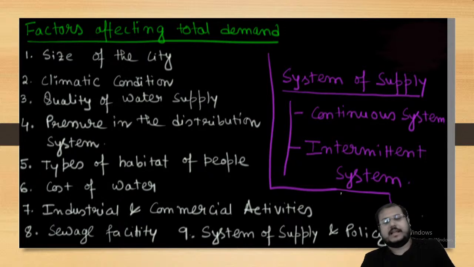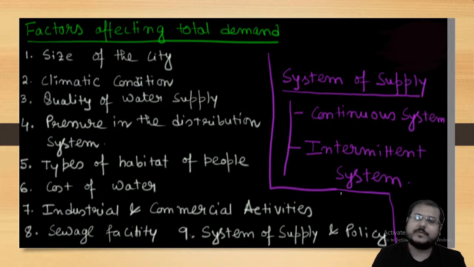Sewage facility. If you're talking about the sewage facility or the drainage system facility, if it is good, water uses will be more. Ninth one is system of supply and policy. Here it's completely the law and order part and the municipality part. System of supply will be of two types.